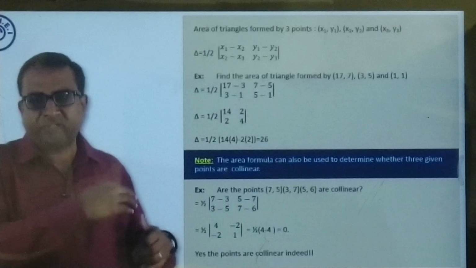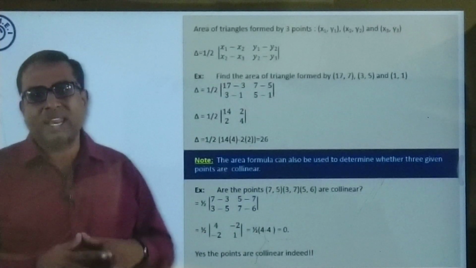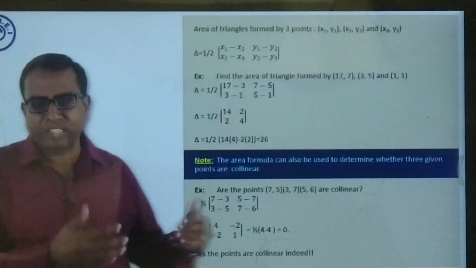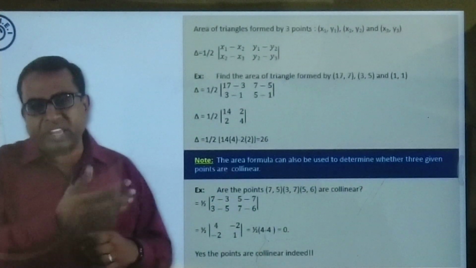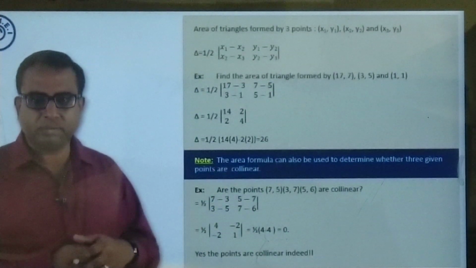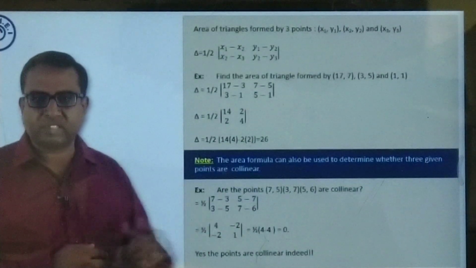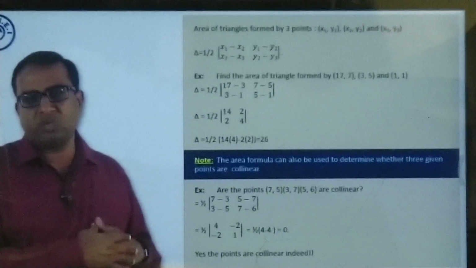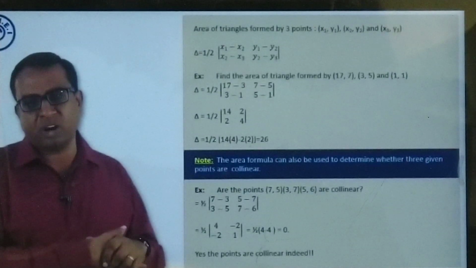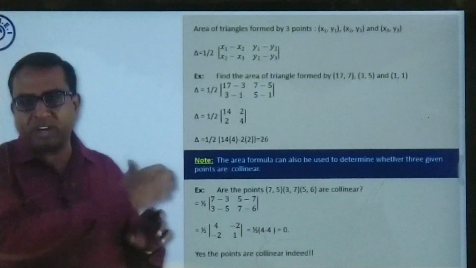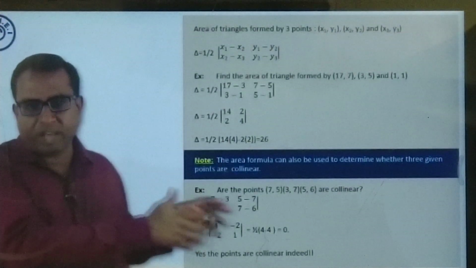We will do one thing. If 3 points are given to us, let's check whether they are collinear or not. Collinear means sharing the same line or lying on the same line. Let's take for instance 3 points: 7, 5; 3, 7; and 5, 6. We want to check whether these 3 points are collinear or not. So let's plug these into the formula.